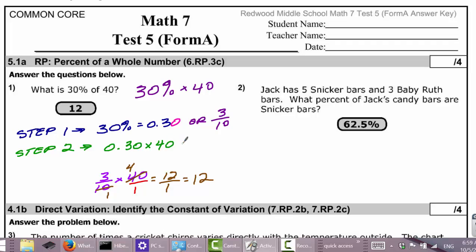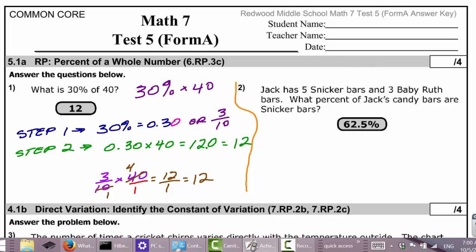And back up on this, 0.30 times 40 gives us 12.0, which also simplifies to 12. So regardless of how you decide to do it, remember there are those two steps. In that first step, you want to change the percent into either a decimal or a fraction. And in the second step, you want to go ahead and multiply that out. You want to simplify. All right, let's look at problem number 2.